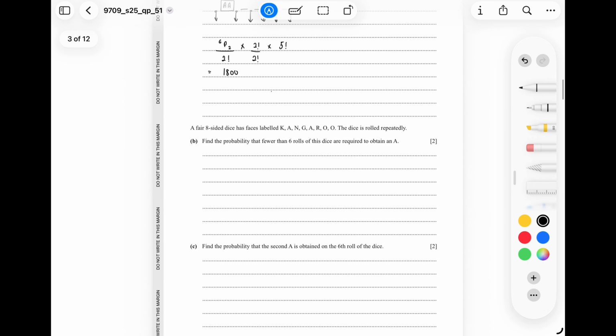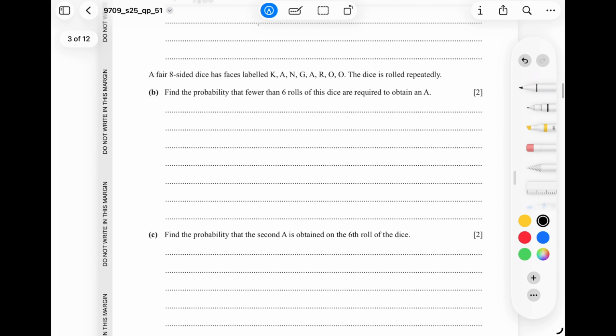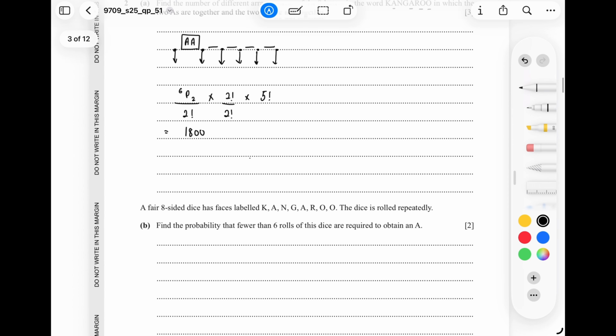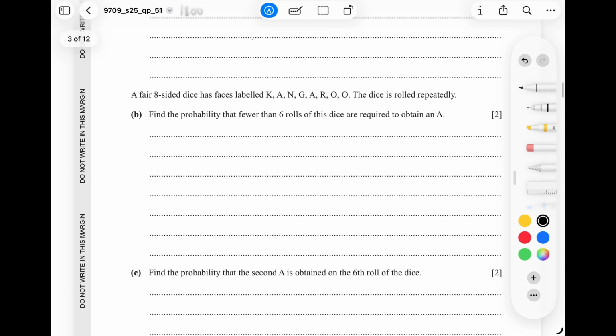Okay, so the next question is, if our 8-sided dice has faces labeled this kangaroo, find the probability that fewer than 6 rolls are required to obtain an A. The hardest thing in the stats paper, I think, is figuring out which topic a question falls under. The first one was fairly easy, permutations and combinations, but this one, you can tell it's probably binomial distribution or geometric distribution. So you just look at the info they've given you.